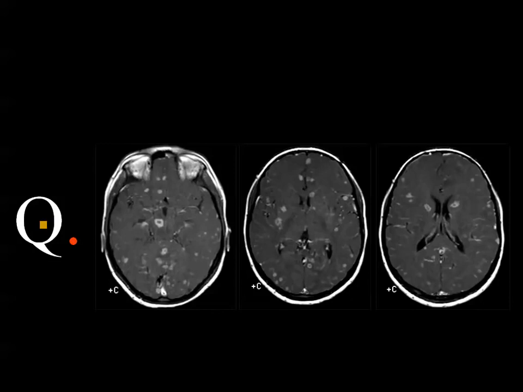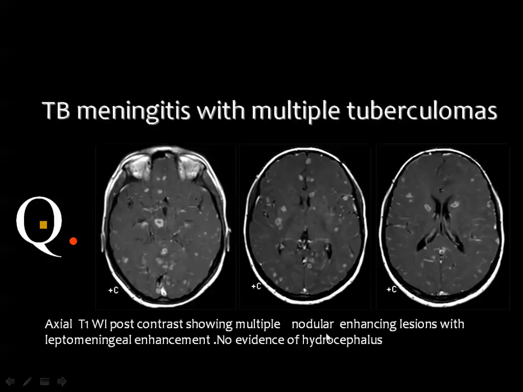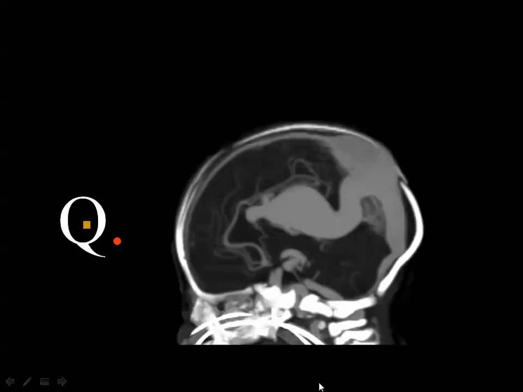The diagnosis of cysticercosis is based on the detection of a nodule inside the cyst. Cyst with a dot sign, but if you do not see this, you can diagnose this as tuberculoma. And then I have mentioned this. Yes, this is TB meningitis and multiple tuberculoma. Tuberculoma and cysticercosis will appear the same. The difference is in the presence of the scolex inside the cyst. If you see cyst and the dot sign, this is diagnostic of cysticercosis.